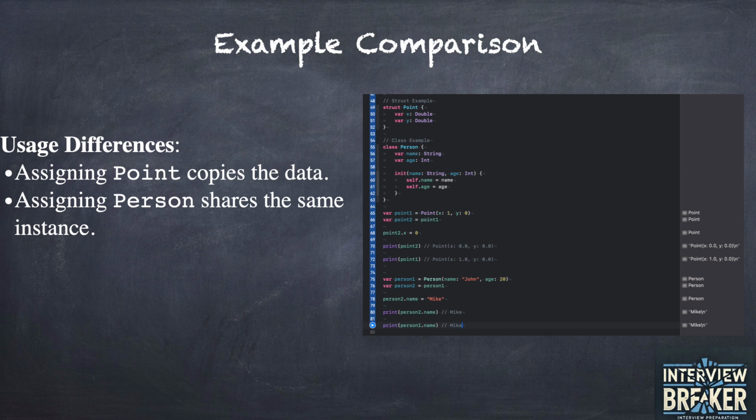Now let's look at an example for understanding one more difference between classes and structs. As you can see, we defined struct Point and class Person and then created instances of them, trying to mutate them to look for the different behavior. In this example, assigning point to point2 creates a copy, so changing point2 doesn't affect point1. Assigning person1 to person2 creates a new reference to the same instance, so changing person2.name also changes person1.name.